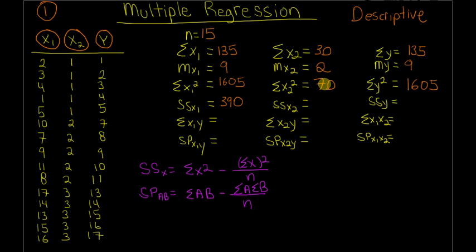Now do the same for the sum of squares for variable x2. Just use these values instead. Use 70 for the sum of x2 squared, and then use 30 for the sum of x2. Again, putting them in this formula here, and we're going to get 10. And again, do the same for y using the appropriate y variable values, and we're going to get 390.